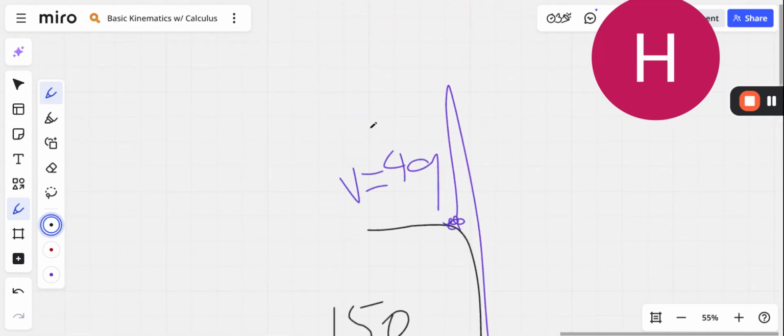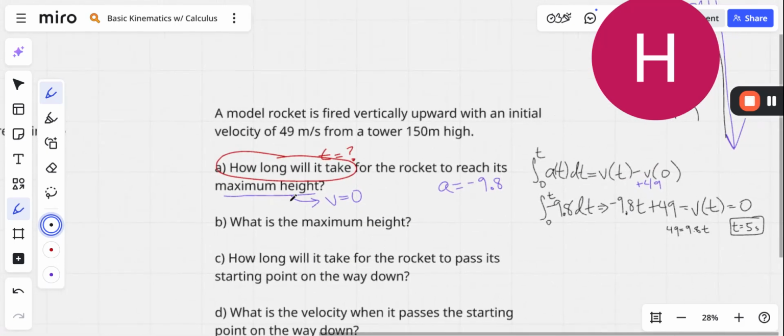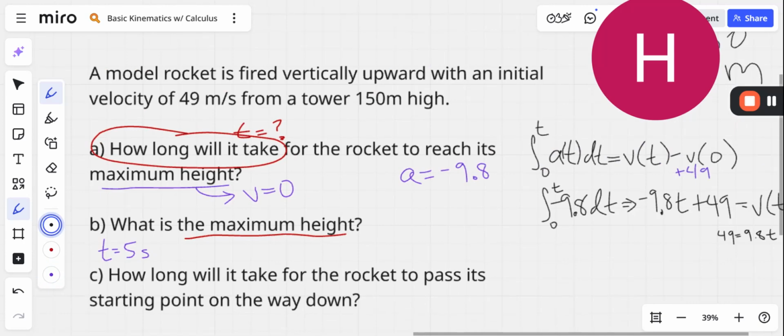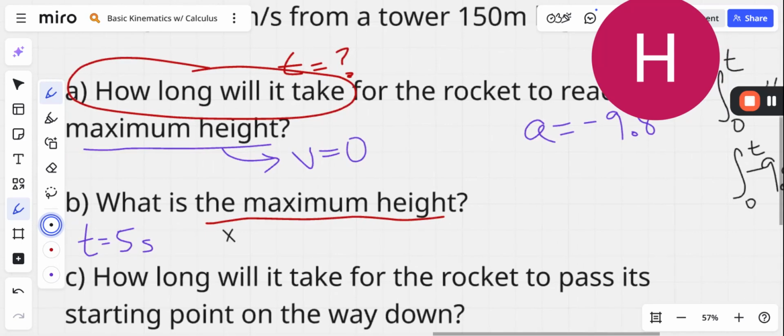If we look at our diagram, that means that this point up here is located at t equals 5. I don't know the height, I just know that it happens 5 seconds after it's been thrown. Okay, let's move on to part B. What is the maximum height? So our useful information that we already know for this moment in time, if you will, is t equals 5 seconds. Okay, but I need to find out what the maximum height is. What's the height at 5 seconds? So really, I'm looking for x of 5.